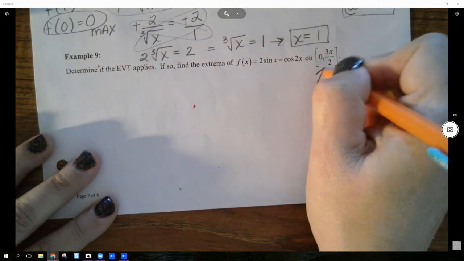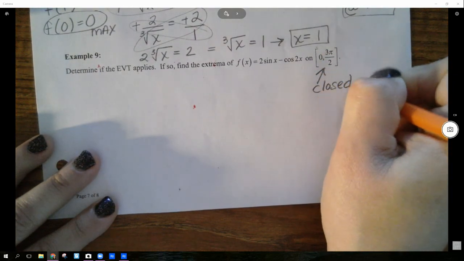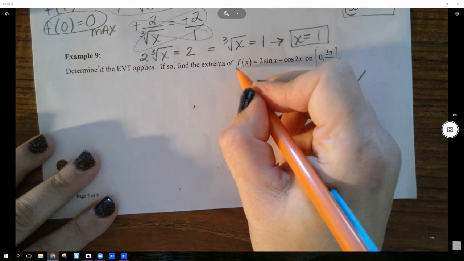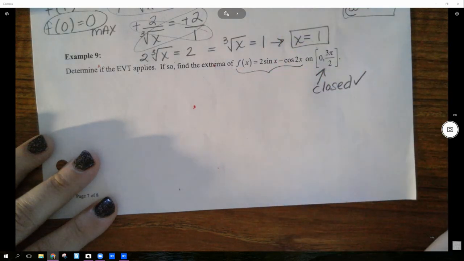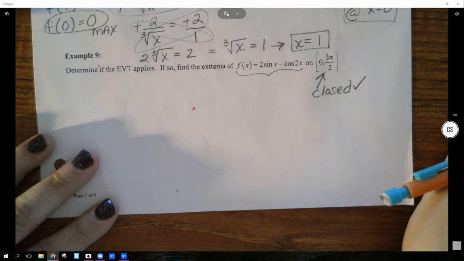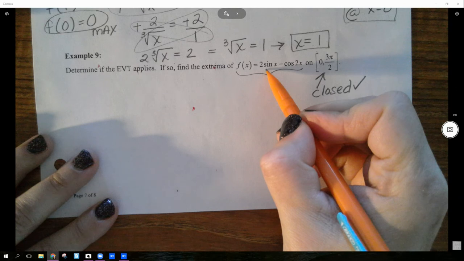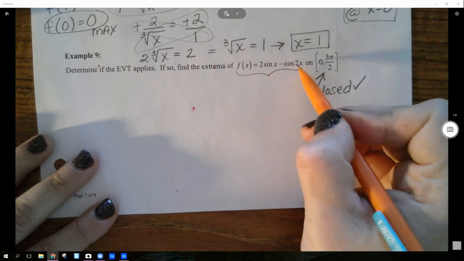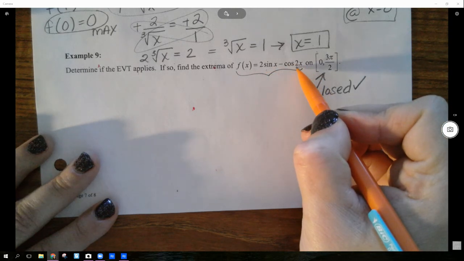So we have the closed interval, so check. And then this function is a trig function. All right, all trig functions are continuous on their domains. And so the domain for sine is all real numbers. The domain for cosine is also all real numbers.